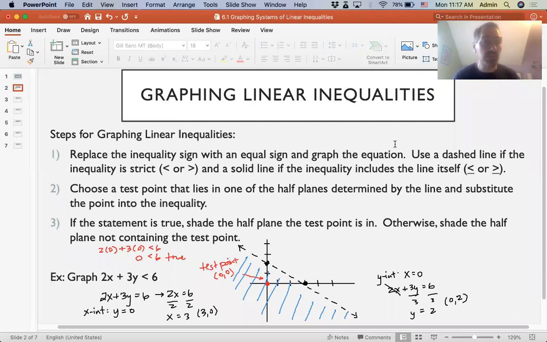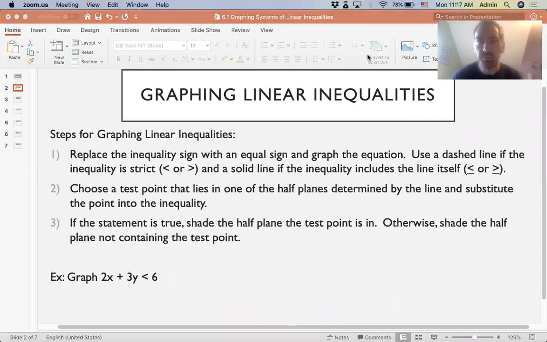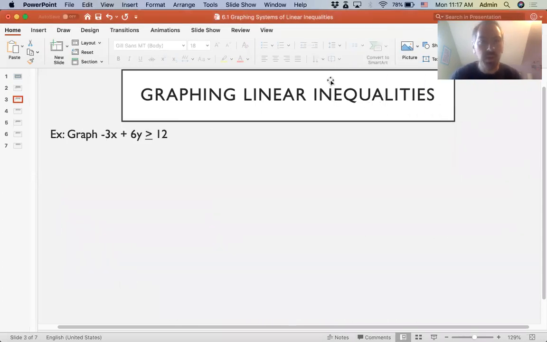All right, so now we'll take a look at some additional examples of just graphing linear inequalities. Then we'll jump to a system of linear inequalities to see how that works, which is just the same as graphing individuals. All right, let's take a look at this one. Graph negative 3x plus 6y greater than or equal to 12.